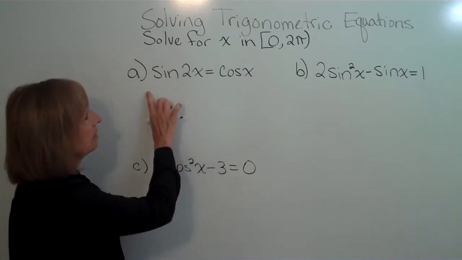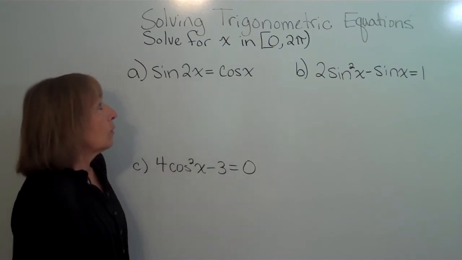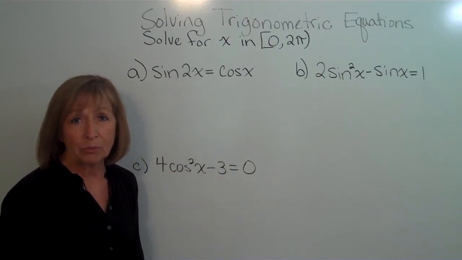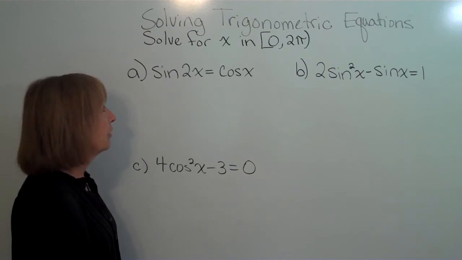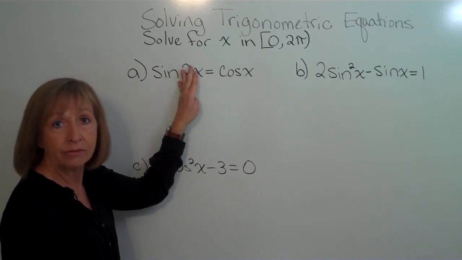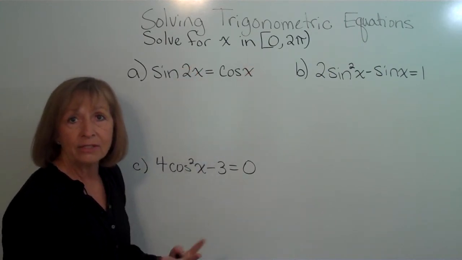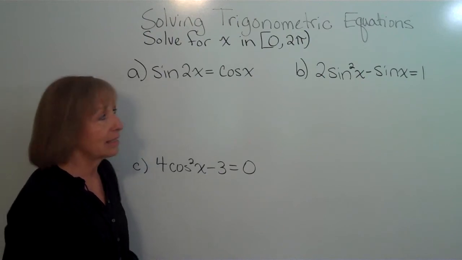The first one is to solve sine 2x is equal to cosine x. Well, there's not that much that I can do algebraically with this. There are different trig functions, and on the left it's acting on 2x, and on the right the trig function's acting on x. So I don't even have the same angle in each of these.